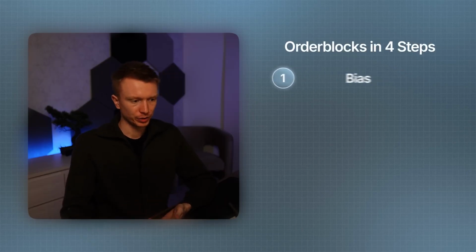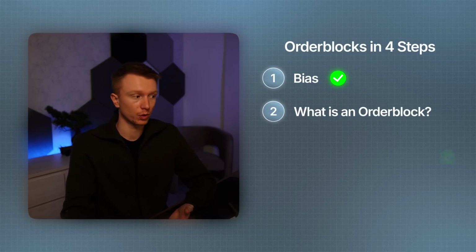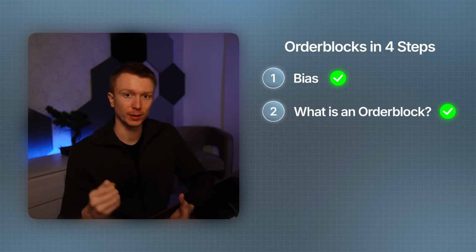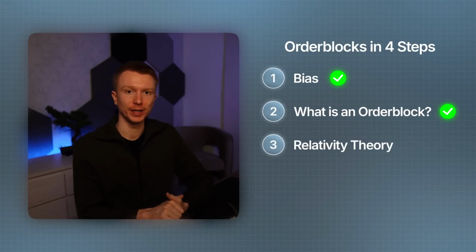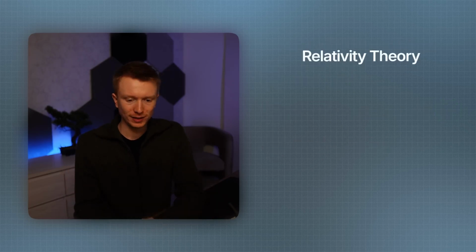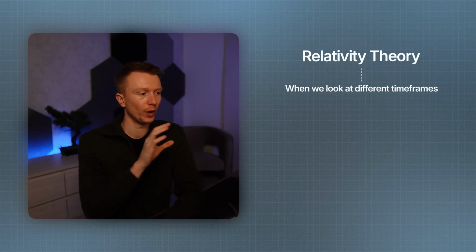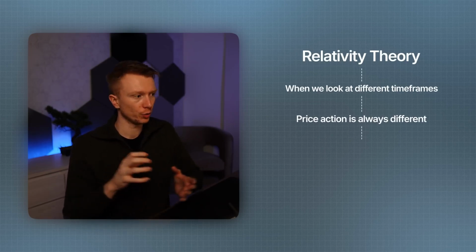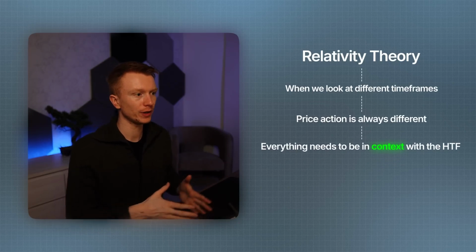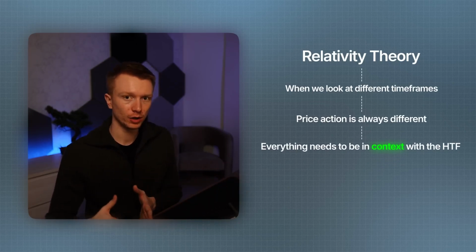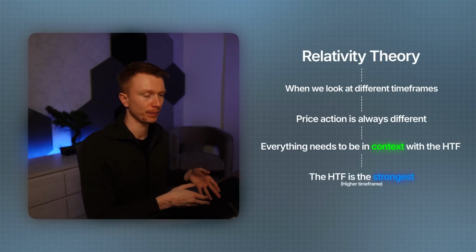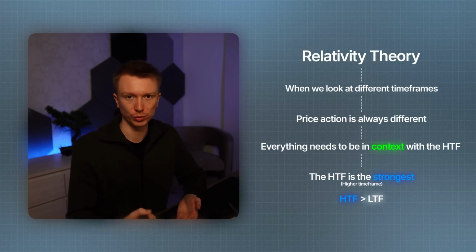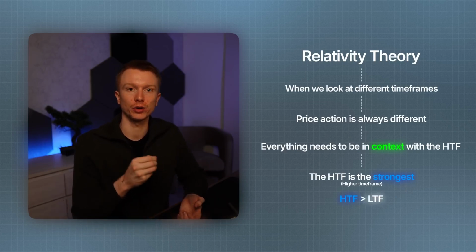So we understand bias. We have a good understanding of what an order block is in alignment with that bias as well. So the third step is the relativity theory. And the relativity theory is essentially whenever we look at different time frames, price action is always going to be different. So we need to make sure that we have everything in context, and I mean in context of the higher time frame. The higher time frame rules, as in the higher time frame is the strongest time frame.